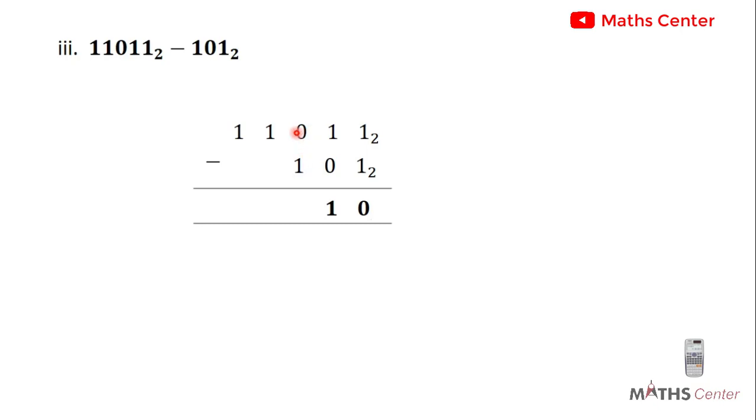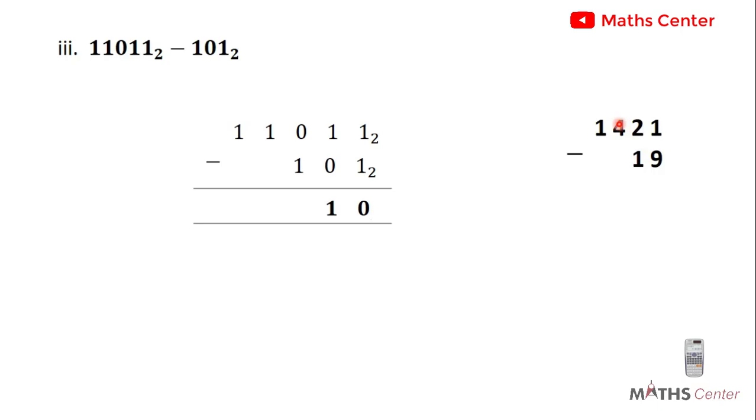Now let's come here. 0 minus 1 will give us negative 1. But we have learned in subtraction in base 10 that we can't write a negative number here. So we will have to come and borrow 1 from this side to this side so that we can do the subtraction. Now, to understand how this is done properly, let's consider an example in base 10.